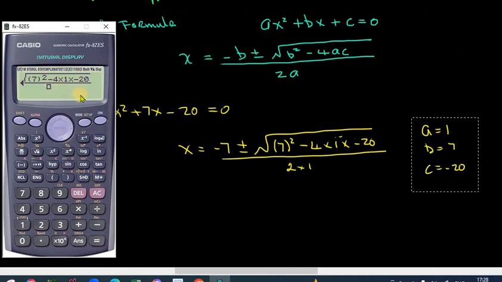make sure I'm down here, 2 times 1, which is just 2. Hit enter, and so one solution is going to give me this, minus 7 plus the square root of 29 over 2.